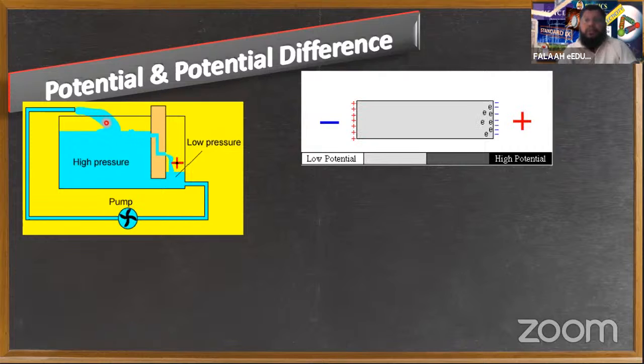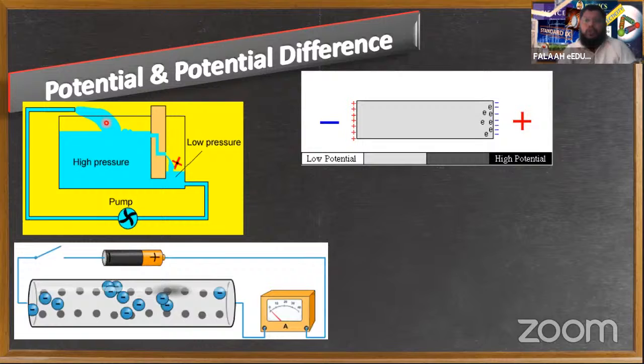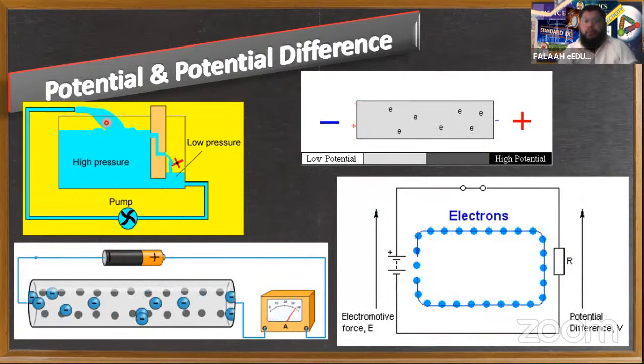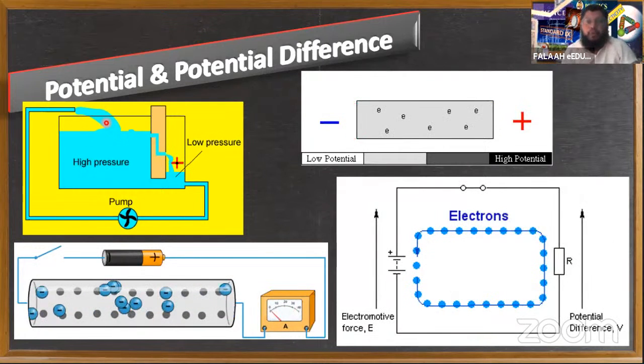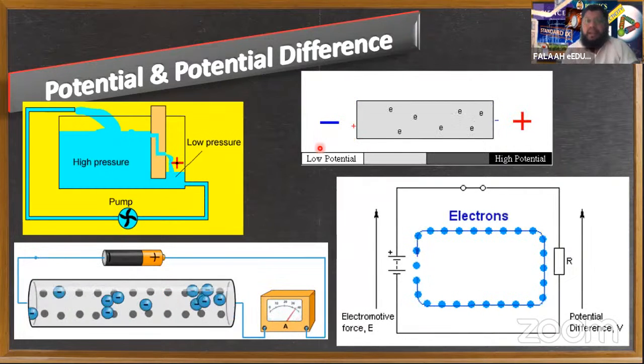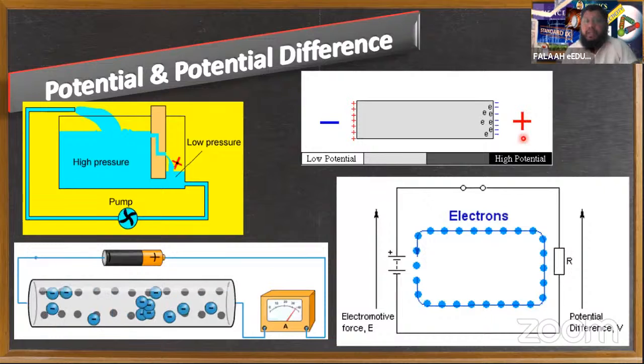So how is current going to flow? Electrons flow from negative to positive. This side is the low potential. Why is it low? Because the sign is negative. You know negative means the lesser side, and positive means the higher side. That is the high potential. Electrons in a conductor flow from negative to positive.